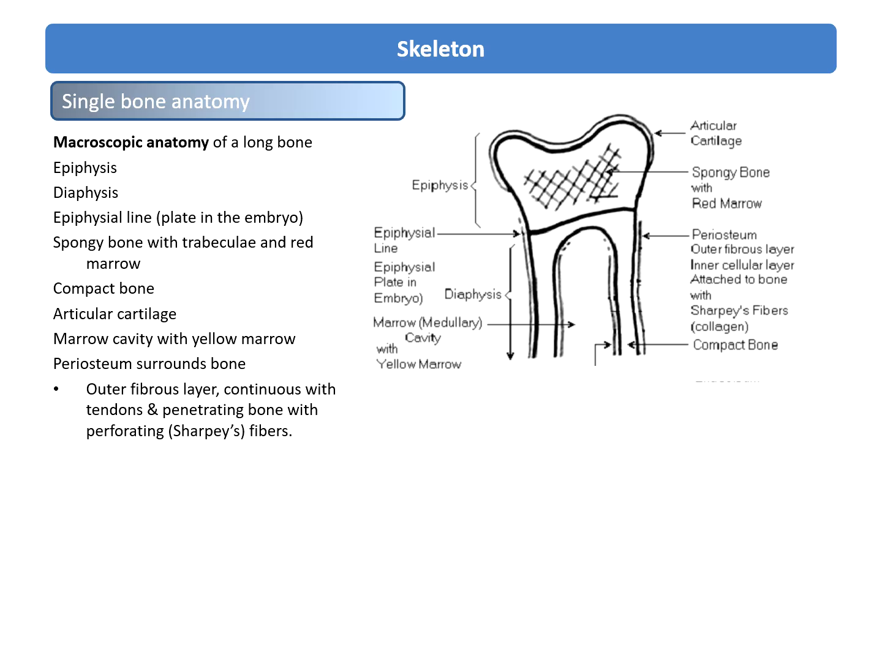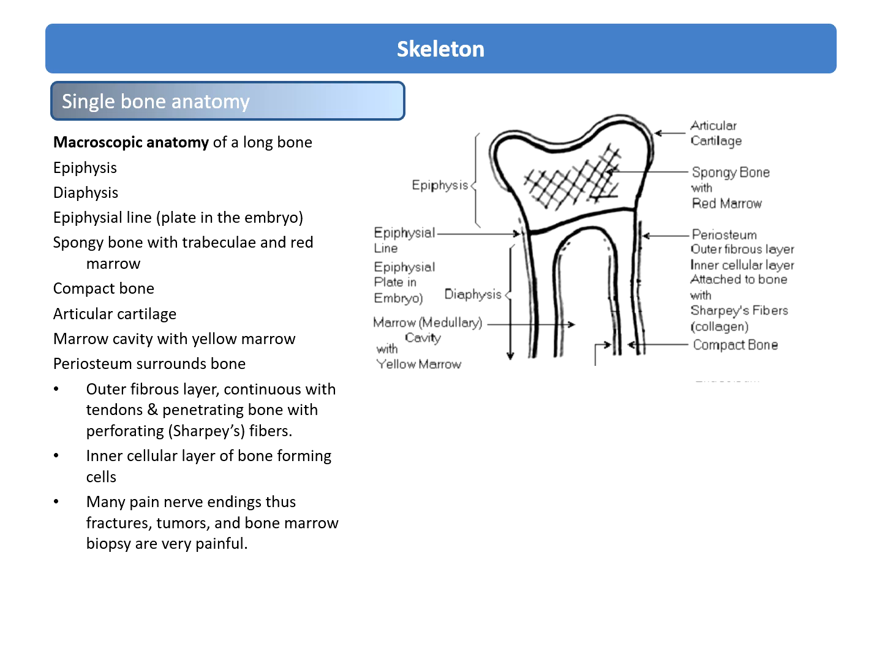and it consists of two layers, an outer fibrous layer that's very tough and continuous with the tendons, and it penetrates the bone with perforating or Sharpey's fibers, so it's firmly attached to the bone. And then there's an inner layer, a cellular layer, and this contains bone cells that produce bone. Many pain nerve endings are found within the periosteum, and so fractures of the bone, tumors, and bone marrow biopsy tend to be very painful.